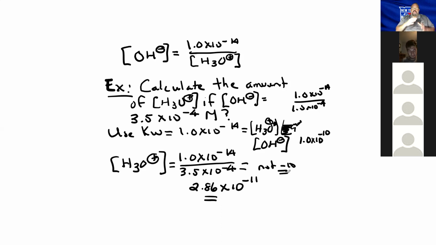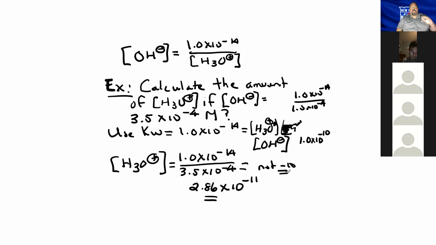So when you actually do the division, it looks like the exponents don't add up, but they actually do. Because if I take 2.86 times 10 to the minus 11, and I multiply that by 3.5 times 10 to the minus 4th, which I just did to check, I get 1.0 times 10 to the minus 14. So that's why you really want to trust and use your calculator.